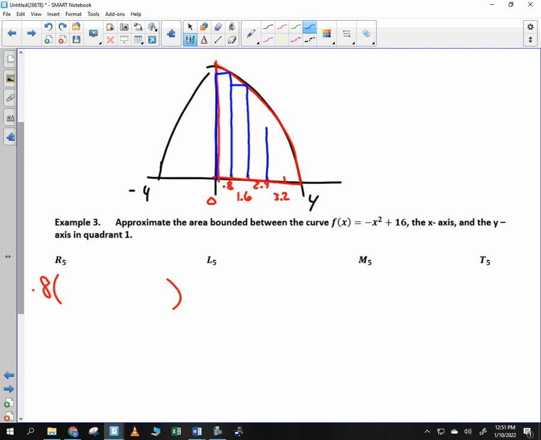Will it be an over or underestimation? It will be an underestimation. You can see there. Great, so I've got my drawing. How do I calculate those heights? Plug them into the function, correct? I would say we should take out our calculator. What do you think?